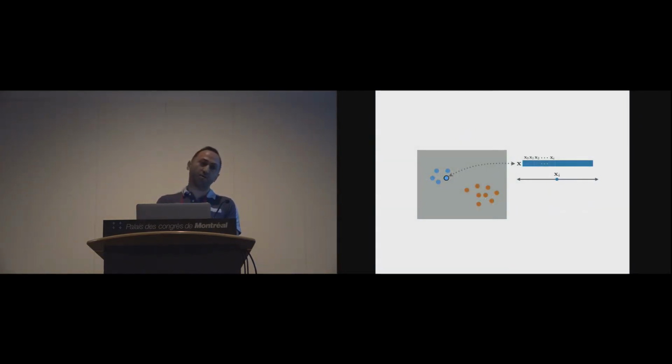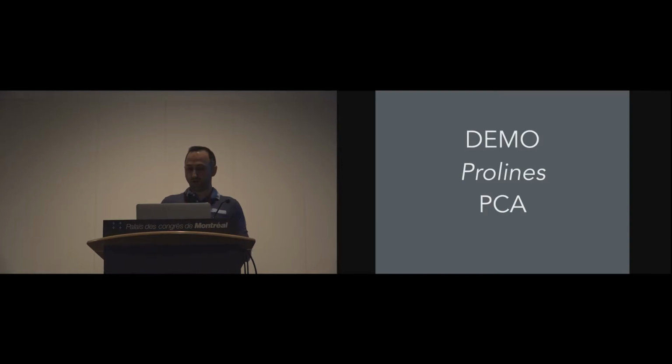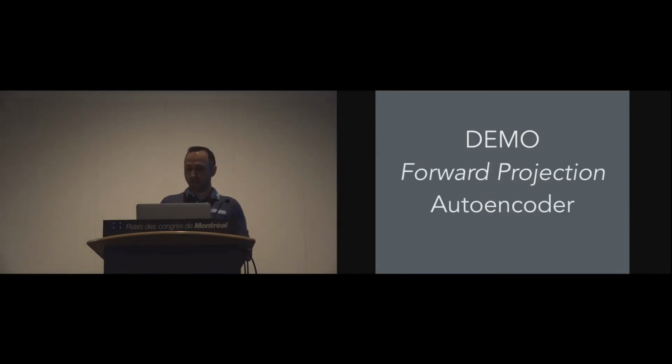A little bit more detail on how we compute prolines. For each attribute, we regularly sample the domain of the attribute, and then pre-compute the forward projections. Then we connect those pre-computed forward projection locations along curves, and we take this opportunity to encode basic statistical summaries about attributes along those lines. We already showed the demo for prolines.